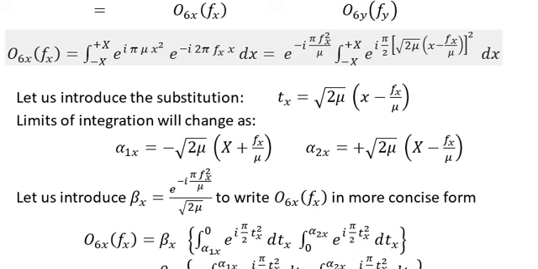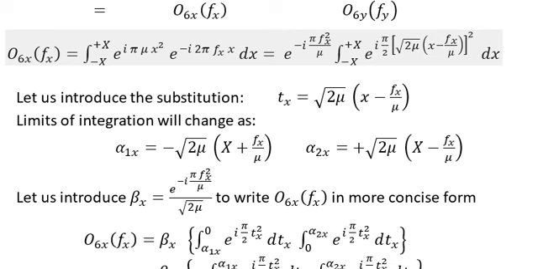We have to complete the square so that we can solve the integral, and after completing the square we have written down the integral on the rightmost side, where some constant factor has been taken out of the integral, which is e to the power minus iota pi fx square over mu. The integral is from minus capital X to plus capital X, and the integrand is e to the power iota pi by 2, and within the square bracket we have 2 mu, square root of 2 mu multiplied by x minus fx over mu, the whole square. This is what we have to solve.